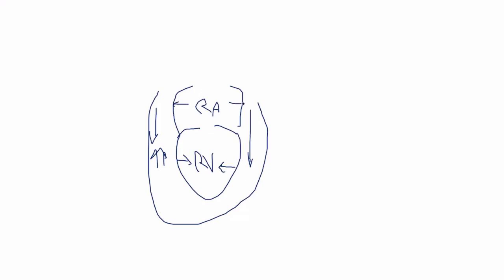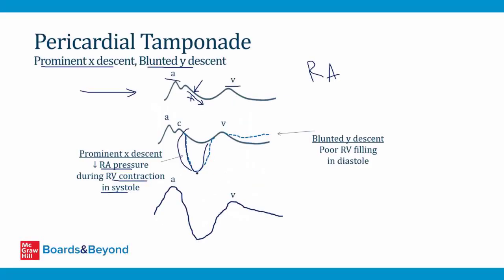The walls are going to bounce outward much more quickly and rapidly than normal, and the pressure in the right atrium is going to drop a lot faster and a lot deeper compared to normal. And this is what creates the X descent in patients with tamponade. And so that's this finding that I've shown right here. It's called a prominent X descent.